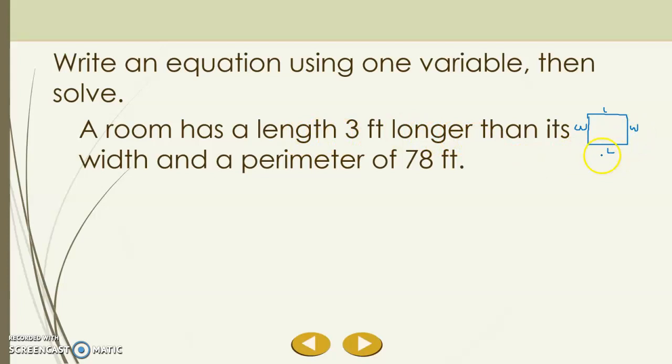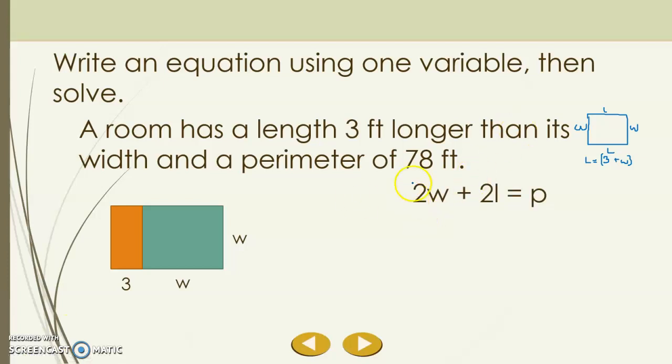So whatever the width is, we know that the length is 3 feet longer than the width. We can use this expression 3 plus w then to plug into our perimeter formula. So there's a good picture of a rectangle there. And we know that the perimeter is 2 times the width, or width plus width, and 2 times the length, or length plus length. We don't know the width. That's what we're trying to solve for, so this stays the same. However, we do know that the length can be written as 3 plus w. So we're going to substitute that in right there where we see that L.